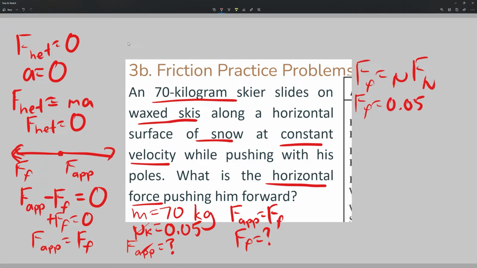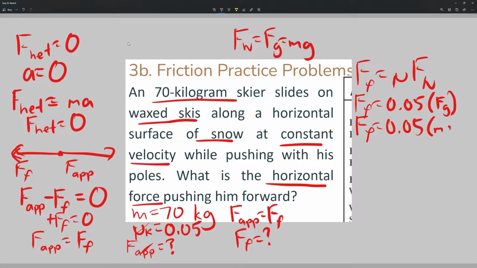But we also learned in the last video that Fn is equal to Fg. I'm not going to prove this again, I already proved it in the previous video. And so Fn is equal to Fg, your force due to gravity. But we don't know what our force due to gravity is. But we do know that our force due to gravity is equal to mass times g. It's equal to mass times gravity.